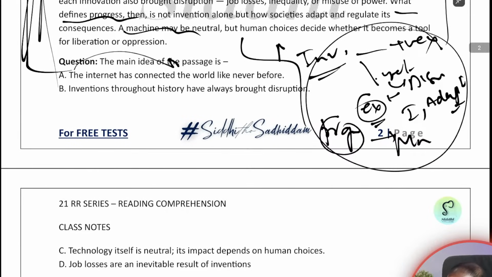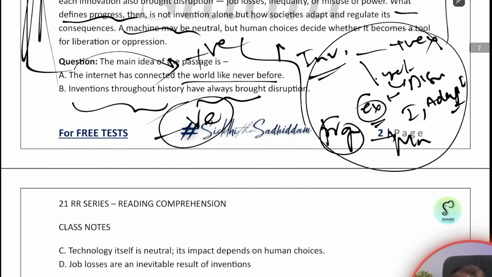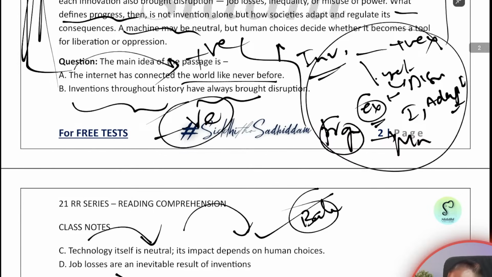First is the internet has connected the world like never before. It's a positive. Inventions throughout history have always brought disruptions. It is semi-negative. Technology is neutral, impact depends on choices. This is a balanced idea. This is job losses again. So the answer choice is C. But my point is how you are reading the RC and what you are summarizing.